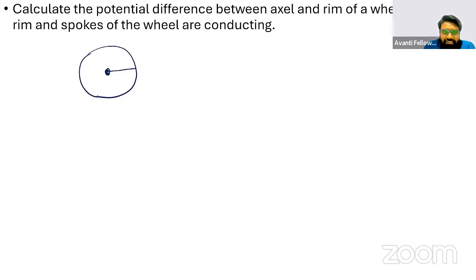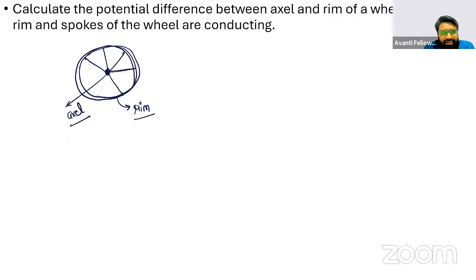This axis of rotation is termed the axle. Let me tell you about the wheel. This is the axle. This outer periphery, which does not include the rubber tire, is nothing but the rim. And the conducting, rod-type, very small cylindrical rods connecting them are termed spokes. What do we call these? Spokes.